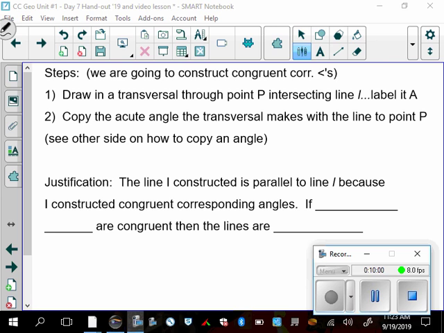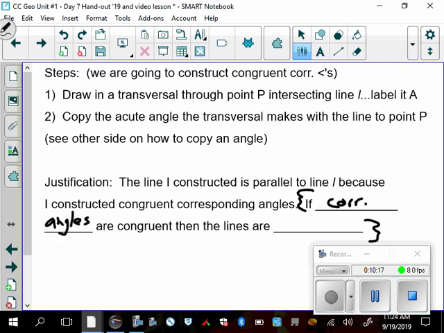So the line I constructed is parallel to line L because I constructed congruent corresponding angles. This is the part that you want to practice writing down. If corresponding angles are congruent, then the lines are parallel. And that is our justification of why they are parallel.